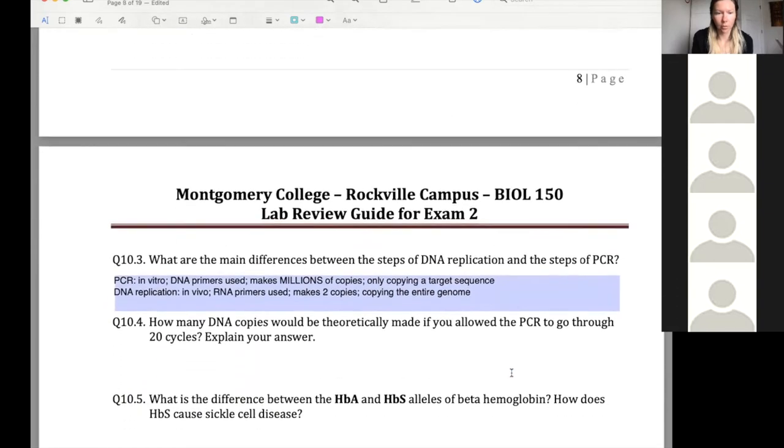All right, so I think that's pretty good about differences between those two reactions, or those two processes rather.